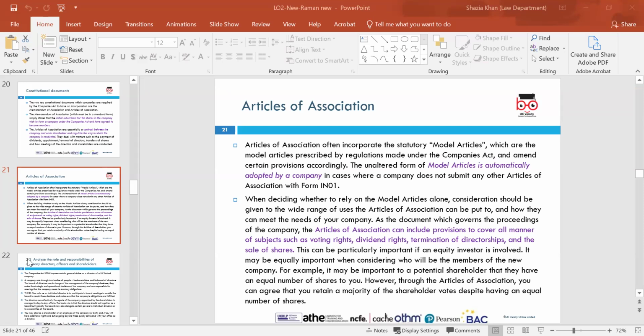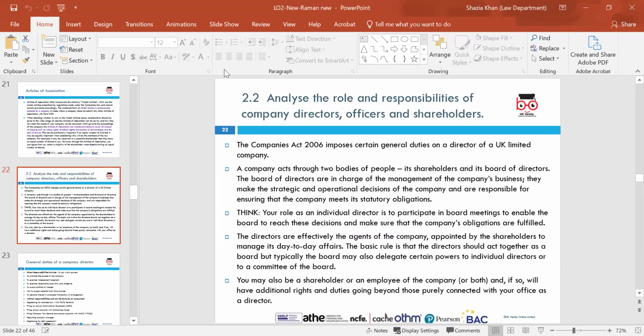So now we're going to look at 2.2, which is to analyse the role and responsibility of company directors, officers and shareholders. And I do know this is part of one of the parts of the question as well for your assignment. So we'll have a look at this.